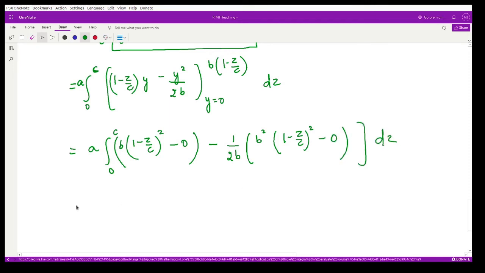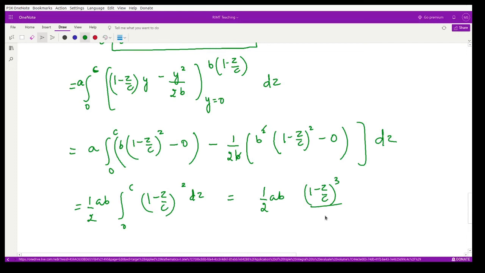So this is the term. Here this b and b cancel, so we can take one b outside, so it would be a b, and we have the value. This is equal to 1 by 2 integration 0 to c of (1 minus z upon c) whole square dz. Now we have to take the integration with respect to z, so this would be equal to (1 minus z upon c) whole cube divided by minus 3 upon c, and the limits of z varying from 0 to c.